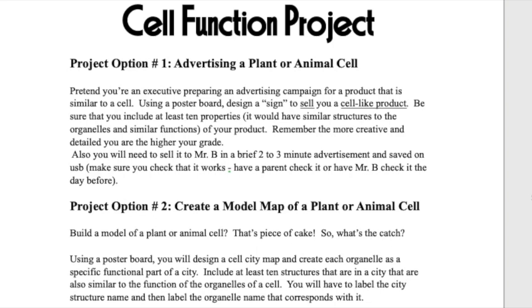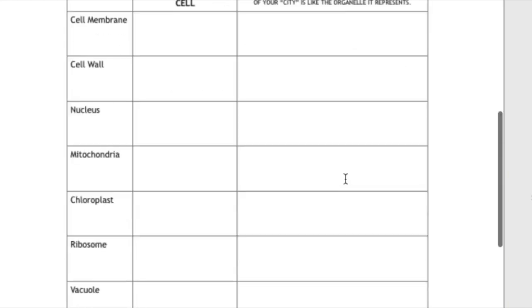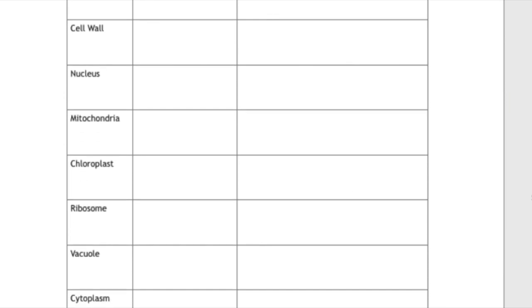In preparation for your cell project, the first thing that I need you to do is figure out which option you want to follow through and do. Once you figure out what option you want to pursue, please go to the back page and you'll find a chart that identifies the cell parts, the functions of the cell, and an analogy.